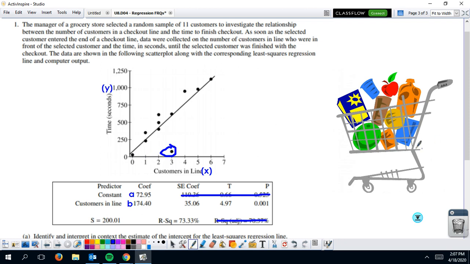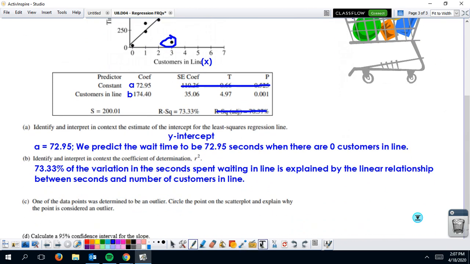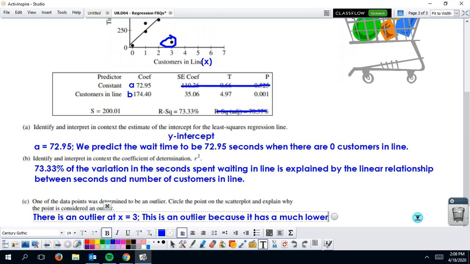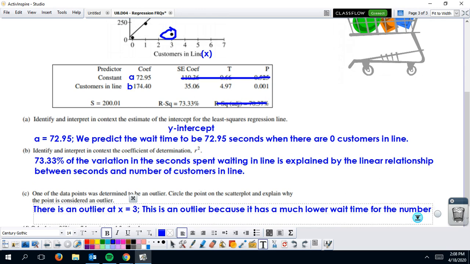And so then what I would say is there's an outlier when at 3 customers in line because they had a relatively low wait time compared to where we would expect 3 customers in line to be. So I'm going to say when there are 3 customers, there's an outlier at 3 customers. This is an outlier because it has a much lower, you always want to indicate lower or higher, wait time for the number of customers compared to the other.